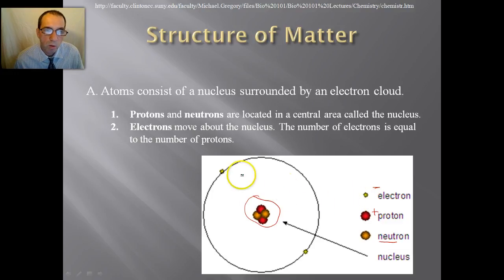So once again, the two main parts of the nucleus, the protons and the neutrons. Protons are positive, neutrons are neutral, and electrons are negatively charged.